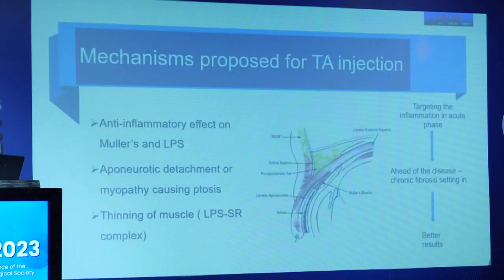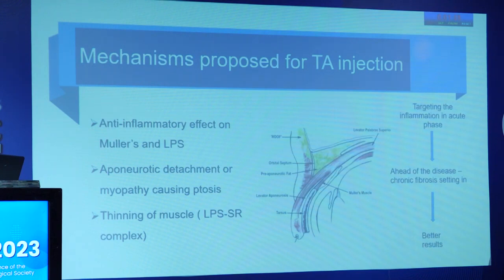The mechanism proposed is an anti-inflammatory effect on the Muller's or the LPS. These are all hypotheses that have been proposed for how these injections work: aponeurotic detachment or myopathy causing ptosis. Even thinning of muscle has been described.